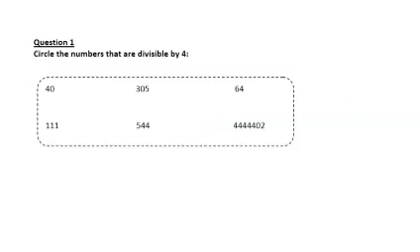Starting with the first question, I have to check if the following numbers are divisible by 4. 40 is already divisible by 4 because 4 times 10 is 40. 305 is not divisible by 4 because the ones and the tens together don't form a multiple of 4. And so on for all the numbers, so I will get 64 and 544 as multiples of 4.